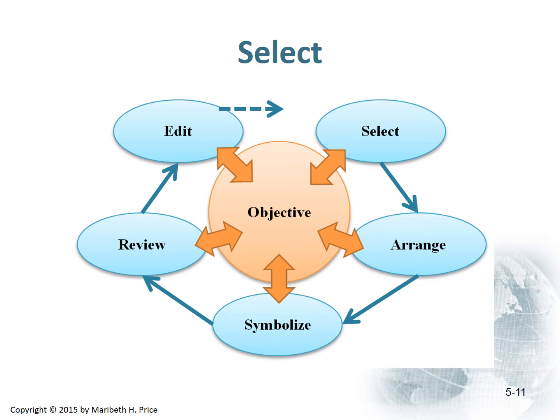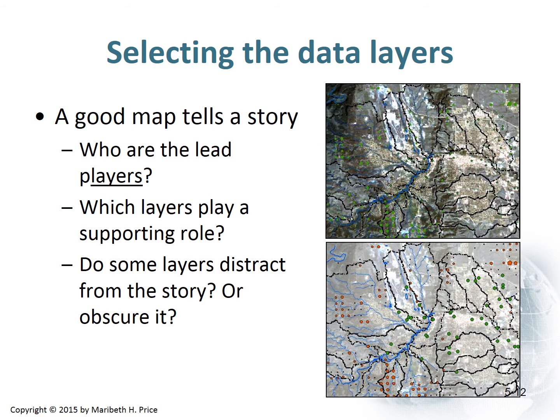So again, we go back to this iterative process of how we're going to develop our map. Let's talk about selecting the data layers. A good map tells a story. It tells who the lead players are, what layers play a supporting role. Do some of the layers distract from the story or obscure it?